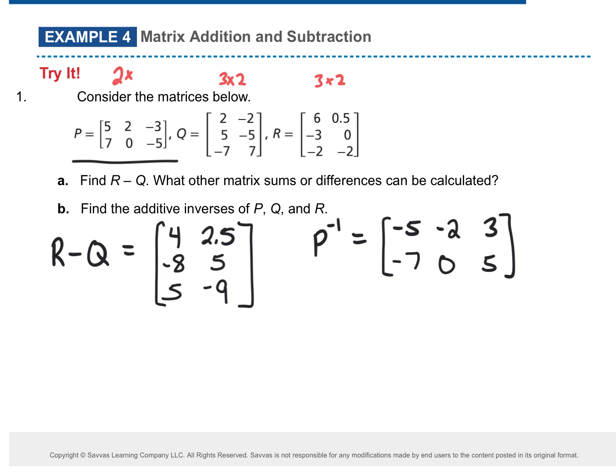If I added these back together, what would I get? I would get the 0 matrix, right? Okay, go ahead and find the inverse of Q and the inverse of R.